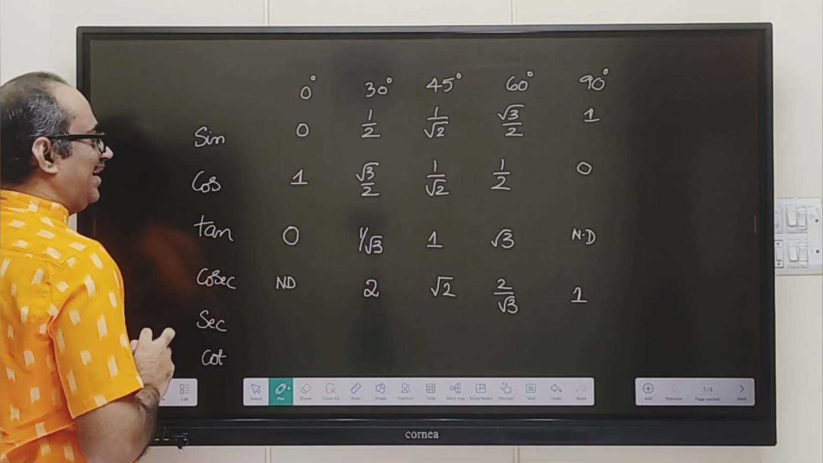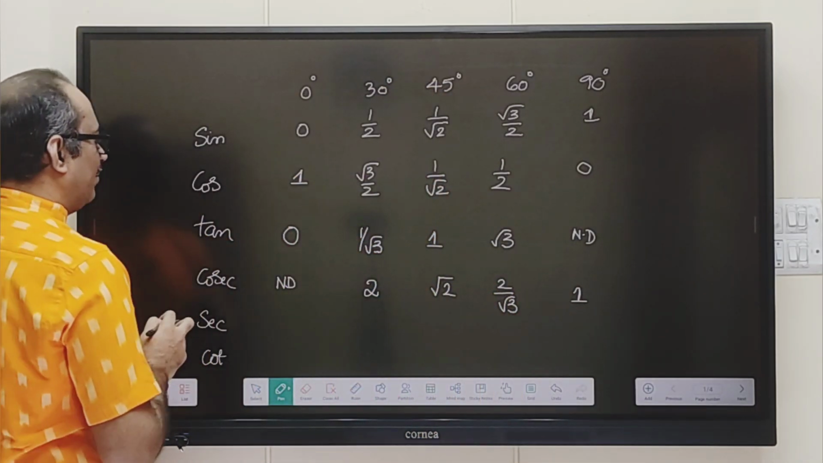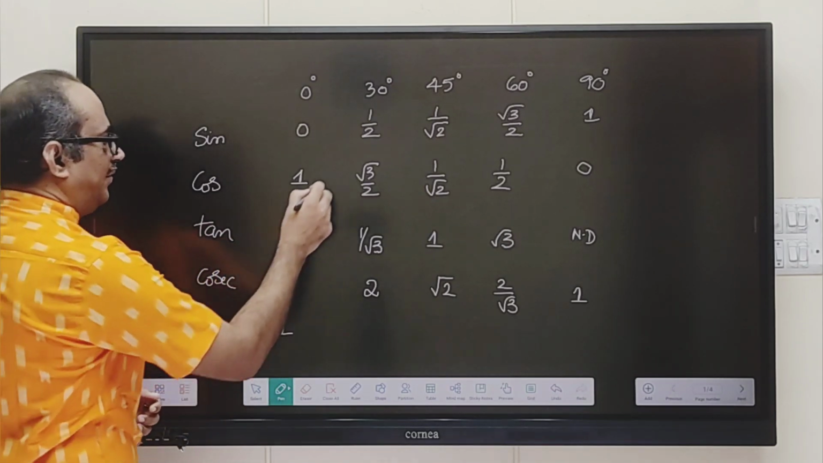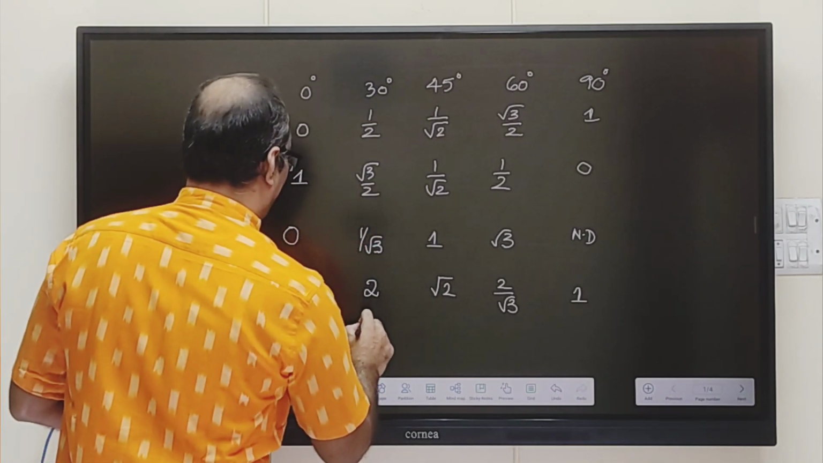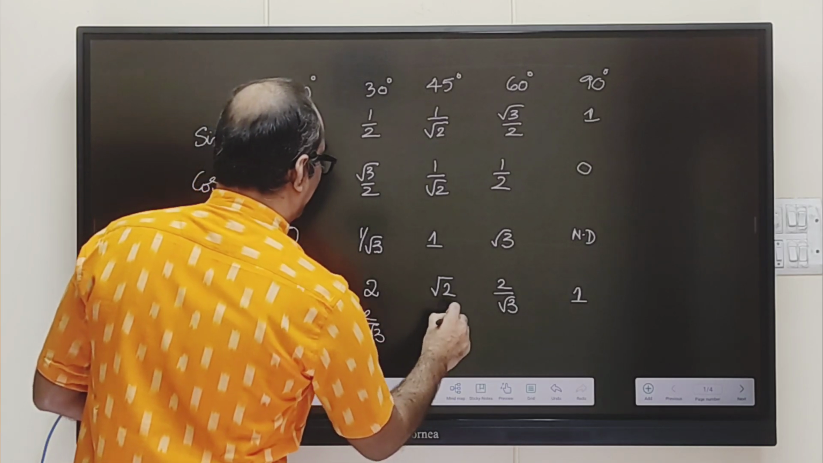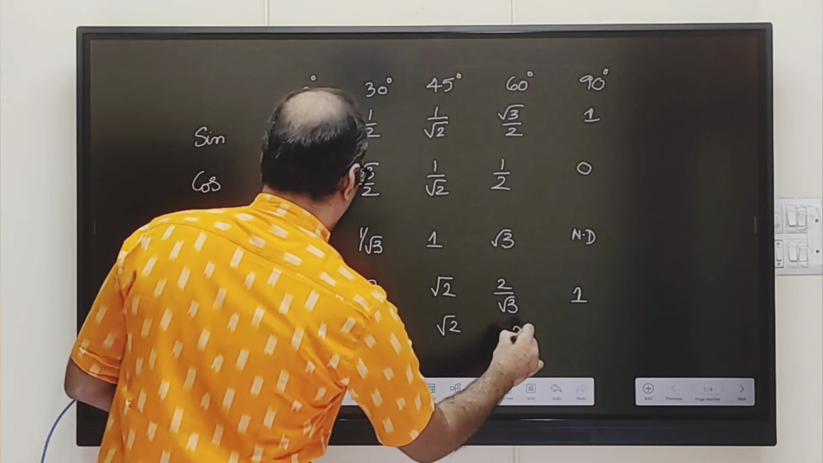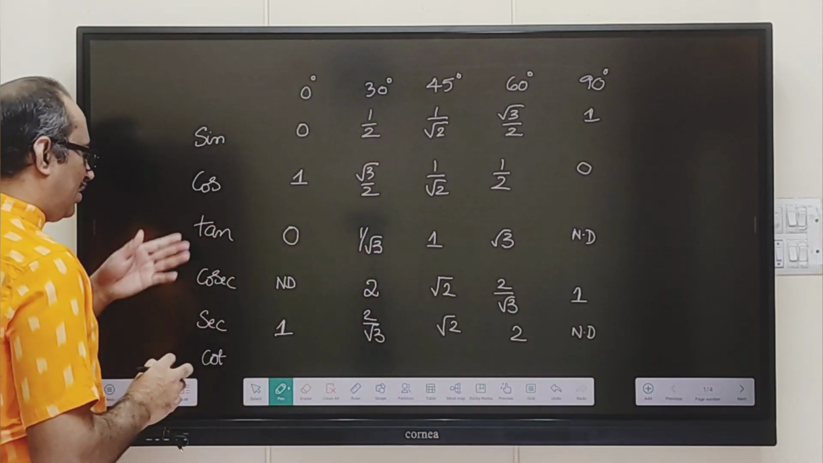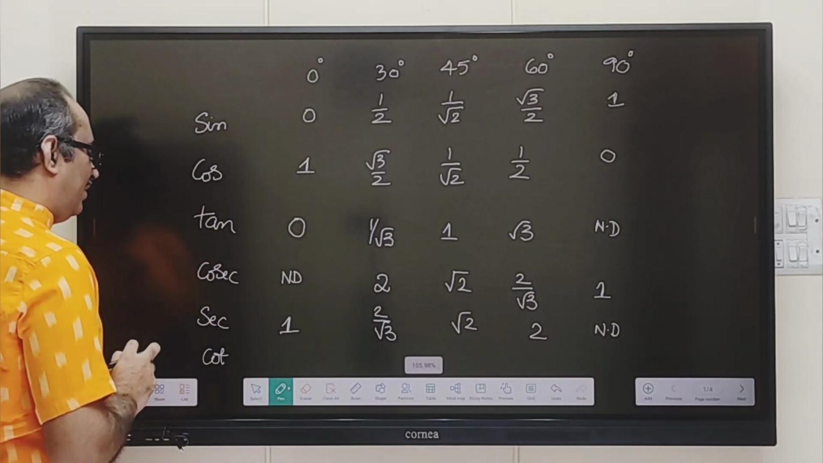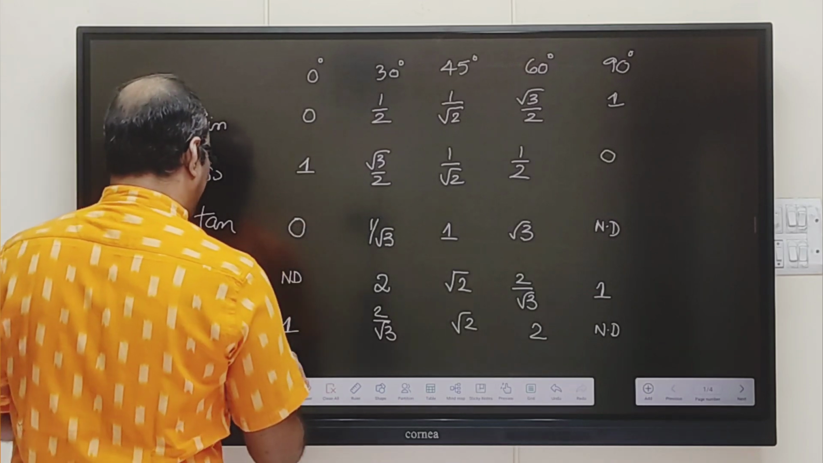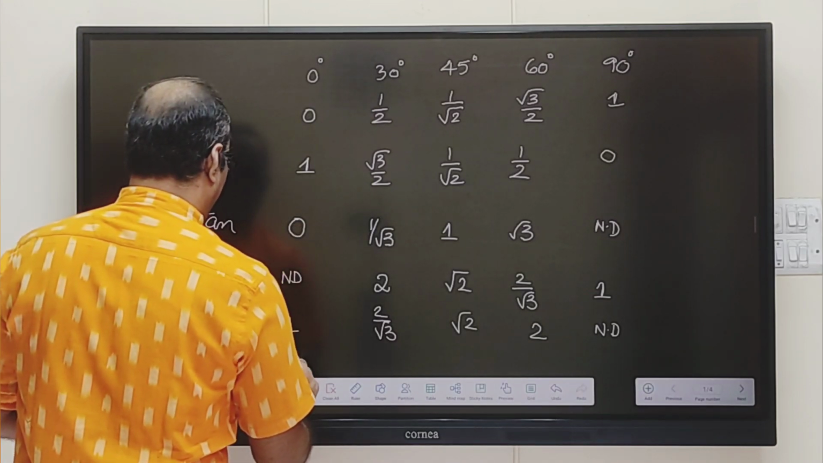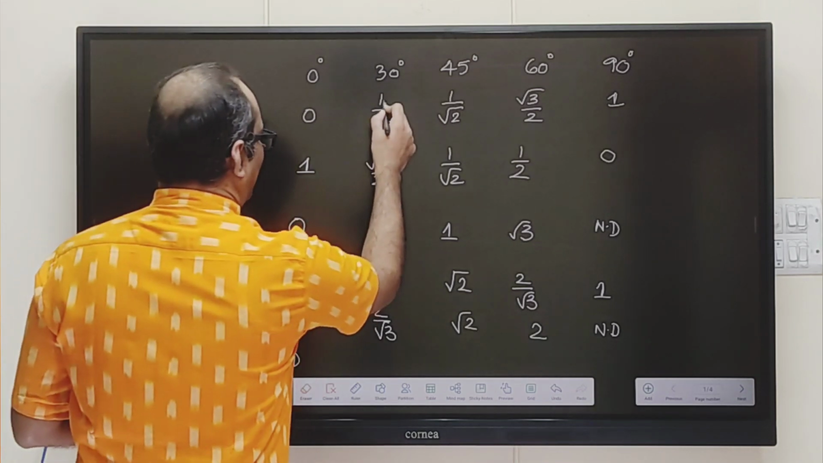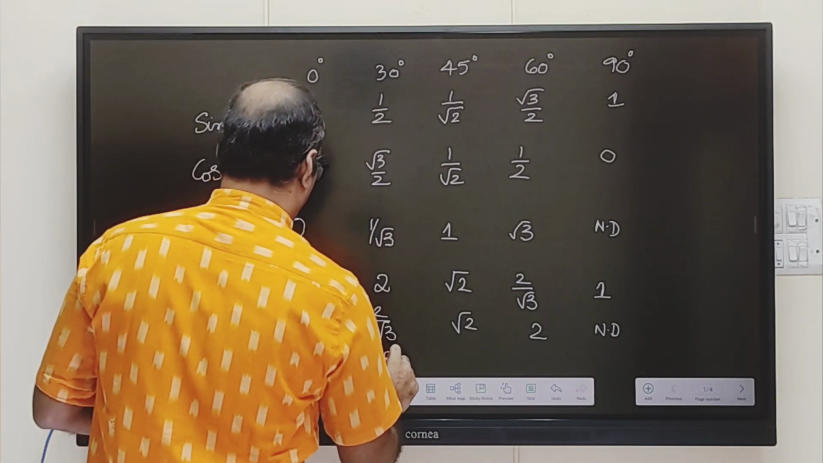Now let's go to secant. What is secant 0? That is 1 by cos 0, which is nothing but 1. And then the next one will be 2 by root 3. Then we have root 2. Then we have 2. And then we have not defined. Finally, we have cot. Cot comes from the reverse of tan. So basically cot 0 is 1 by 0, not defined. Cos 0 by sine 0 is 1 by 0, which is not defined. Root 3 by 2 by 1 by 2, that will be root 3.